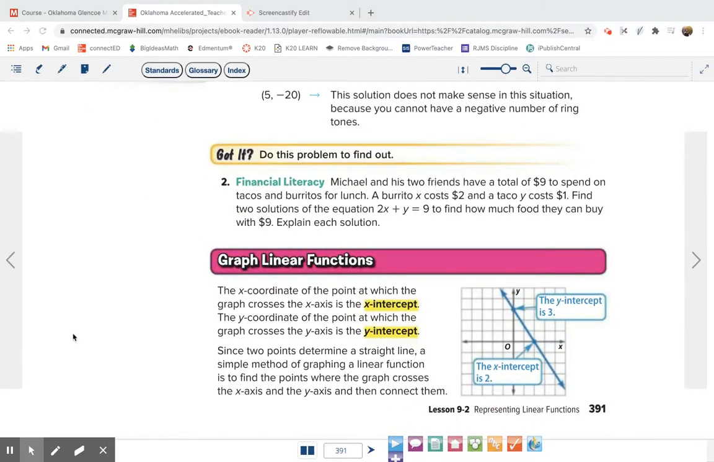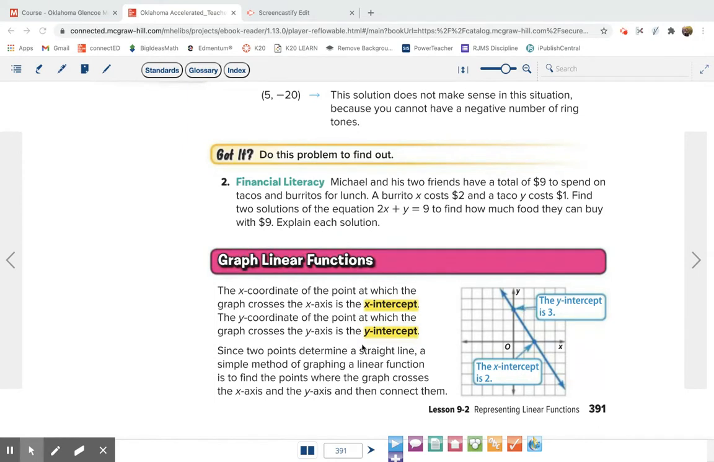Okay, so now we're going to look at graphing linear functions, and we're going to use what's called the X-intercept and the Y-intercept. So you might need to write these kind of your own definition down, but the X-intercept is where it's the point where it crosses the X-axis. Okay, the Y-intercept is the point where it crosses the Y-axis, and they make a line.